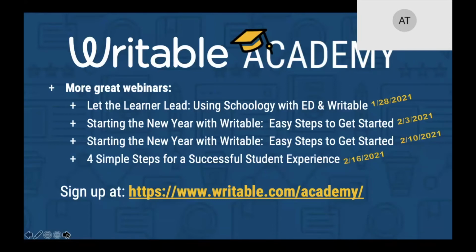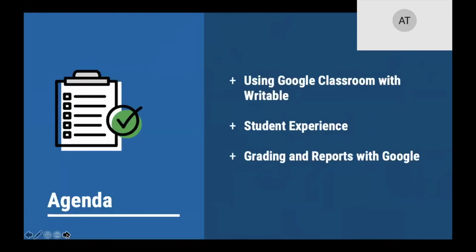As we get started with today's session, we are going to focus on three key areas. First, we're going to talk about how to use Google Classroom and Writable together. If you're a current Ed user, using Into Reading, Into Literature, Into Science, Into Social Studies, or Into Math, you can easily go from your Ed dashboard to Writable and make that connection to your Google Classroom. Then we're going to talk about how you make those assignments as a teacher and how those assignments will appear in Google Classroom.